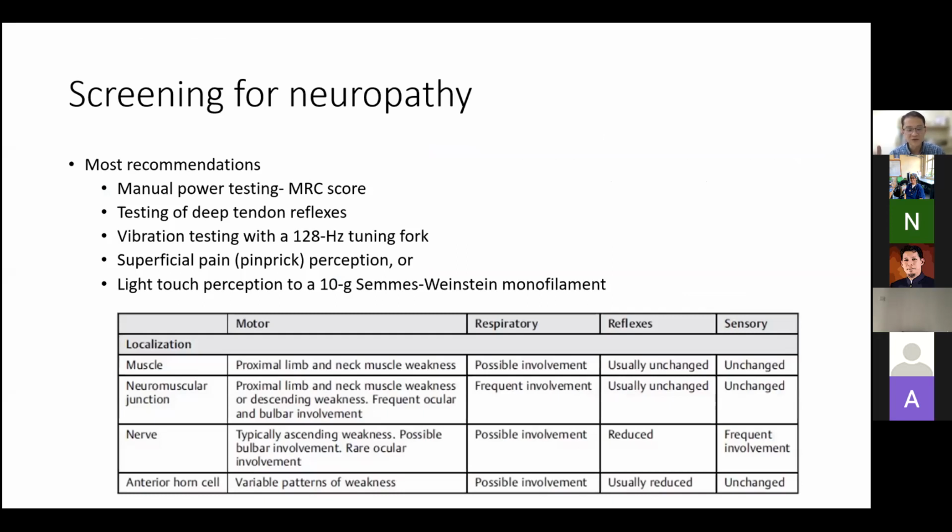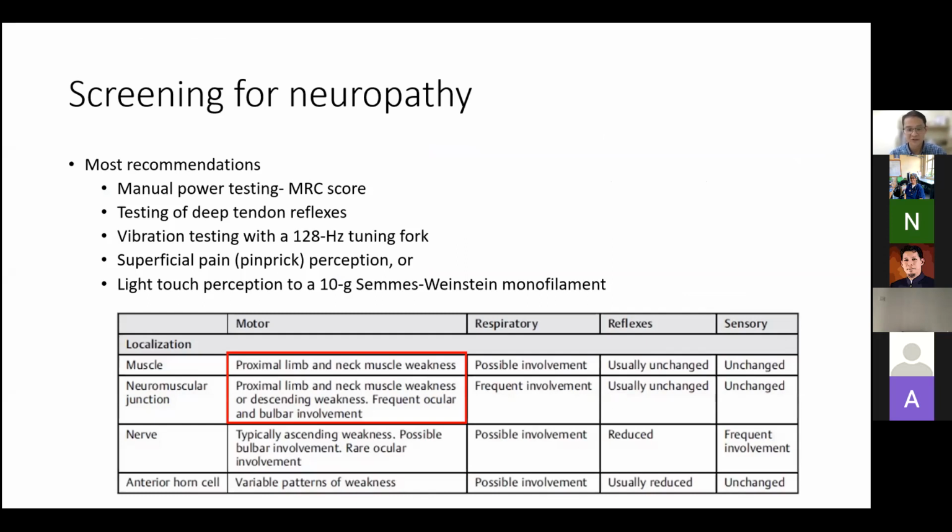So, to screen for neuropathies, you do not need special tools. You just need to examine the muscle power using your MRC score, okay, that we normally use from 0 to 5. And you just need a tendon hammer to check the deep tendon reflexes. If you have a tuning fork with you, a 128 tuning fork, to check for the vibrations, and some pinprick if you can, to check for the sensory. And also a light touch. If you've got a monofilament, that will be the best. But if you don't, just a small piece of cotton will do.